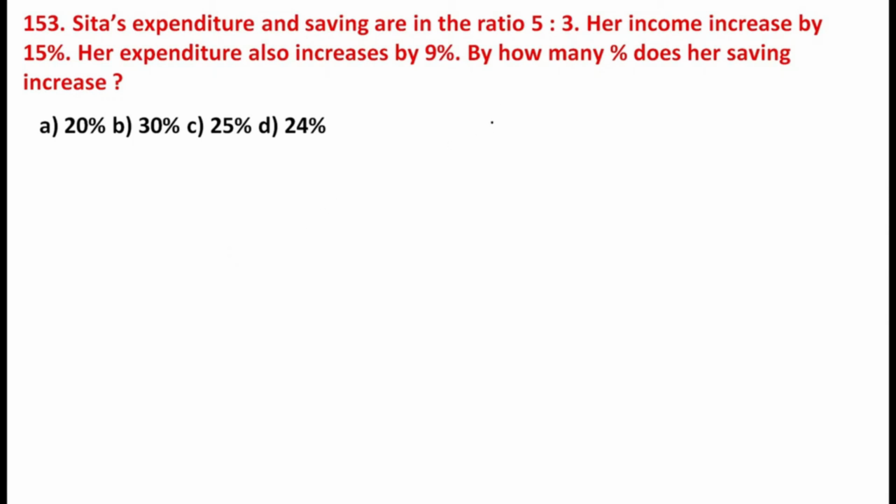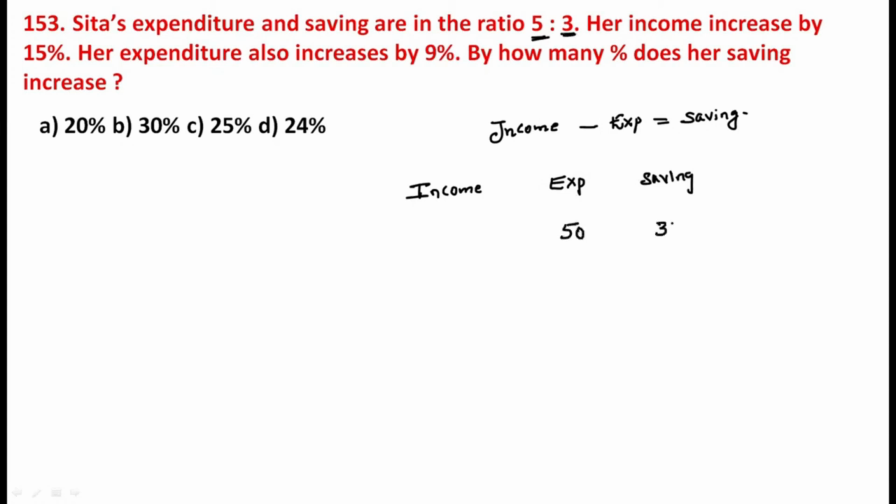Now, see, we already know that income minus expenditure is exactly equal to savings. We know the relations. Now, just go through the information. So in the question, they clearly gave the ratio of expenditure to savings as 5 is to 3. I just take it as 50 and 30. Guys, you can take any values, but those values must follow the ratio of 5 is to 3. That's why I'm taking 50 and 30. Now, if you assume that the expenditure is 50 and savings is 30, definitely the income is 80 rupees.